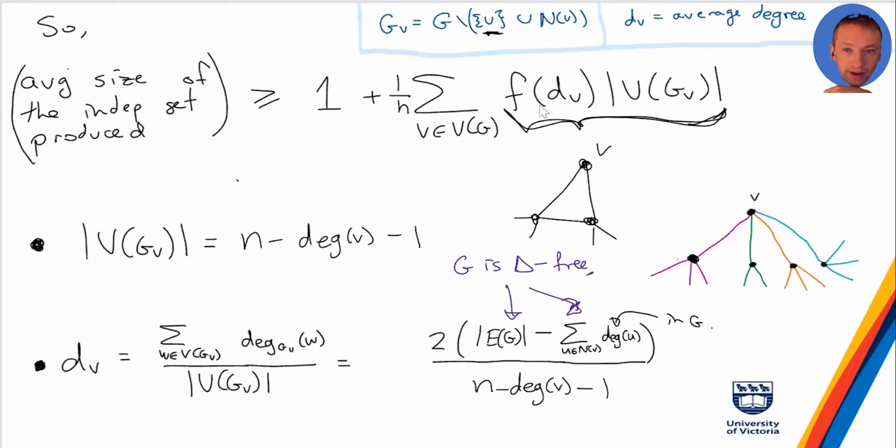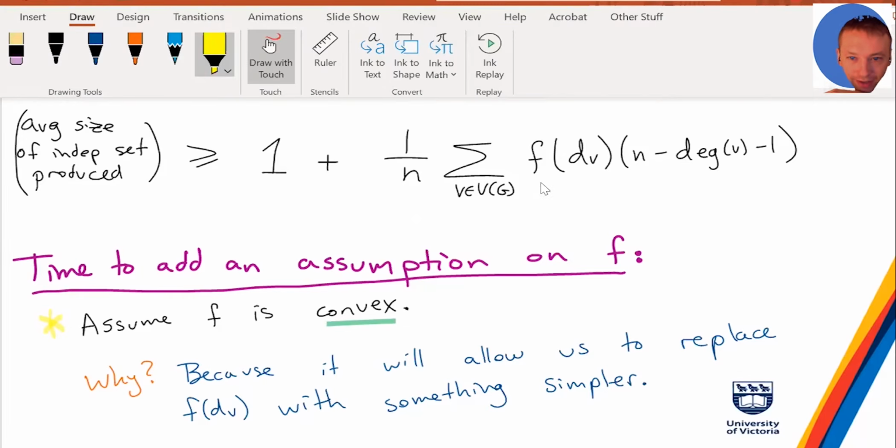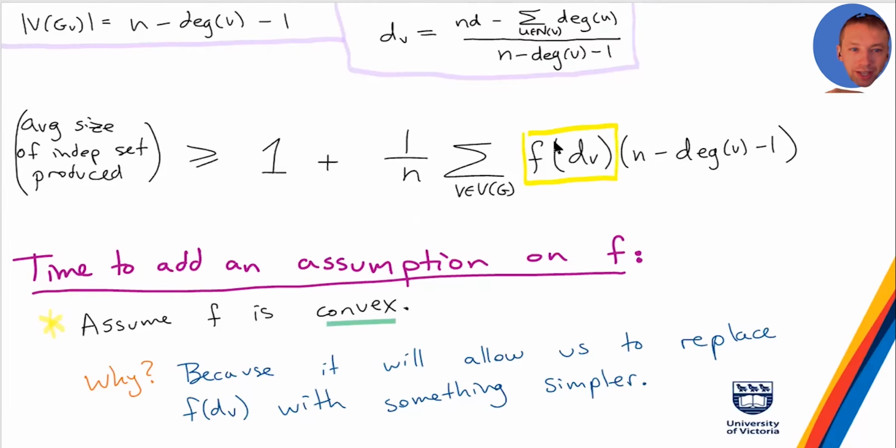Of course, it's kind of annoying that I've got this function f here, because I haven't told you what f is, so I can't really compute this. But we're not going to compute it. We're going to manipulate it first anyway. So I'm going to make another assumption about the function f. At the end, we just have to show that the f we choose actually has that property. I'm going to assume that f is convex. The reason is that I've got this f of d(v), which is really annoying, and I don't know what to do with it.